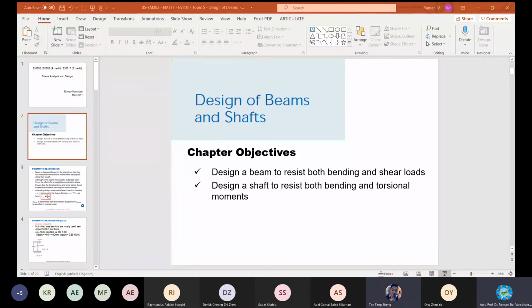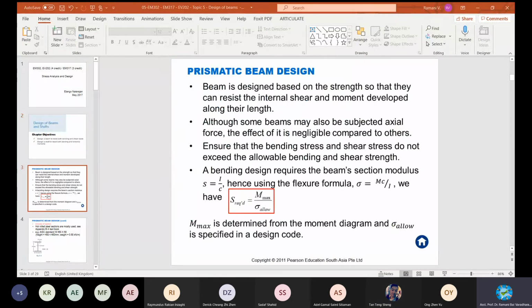We'll do both. Excuse me, Miss. Yes, Which slide are you in now? prismatic beam. Slide number 2. I don't remember. It's prismatic beam design. Because we are still in slide number 2. Design of beam and shafts. How come? Let me check. Yeah. Now changing already. Oh, God. Yes, I shared already. Okay, come on. Thanks. You can see prismatic beam design.